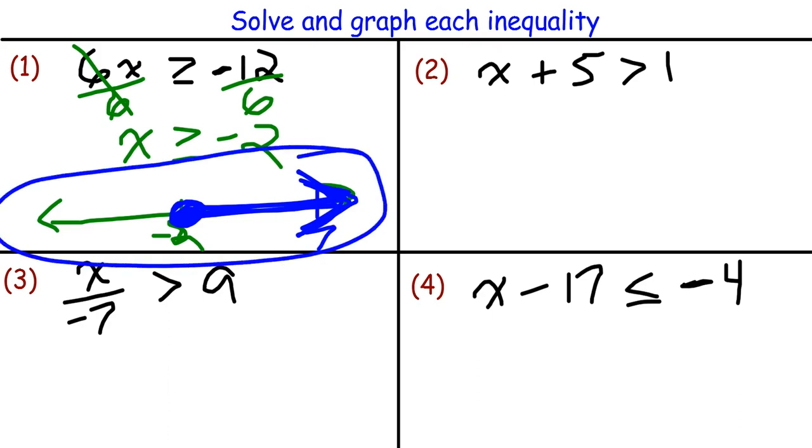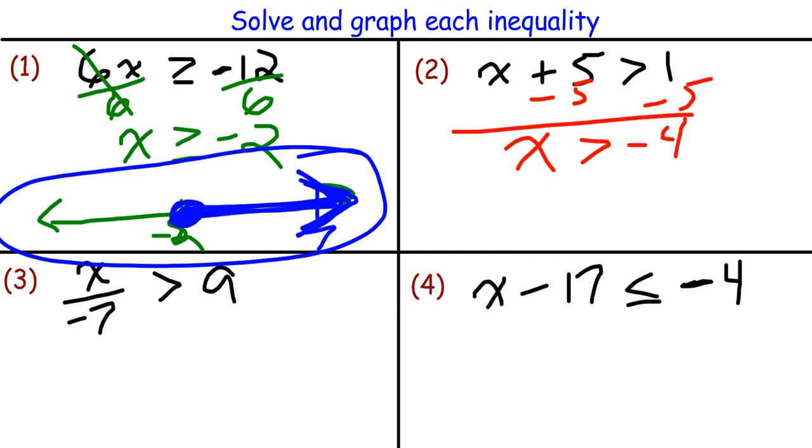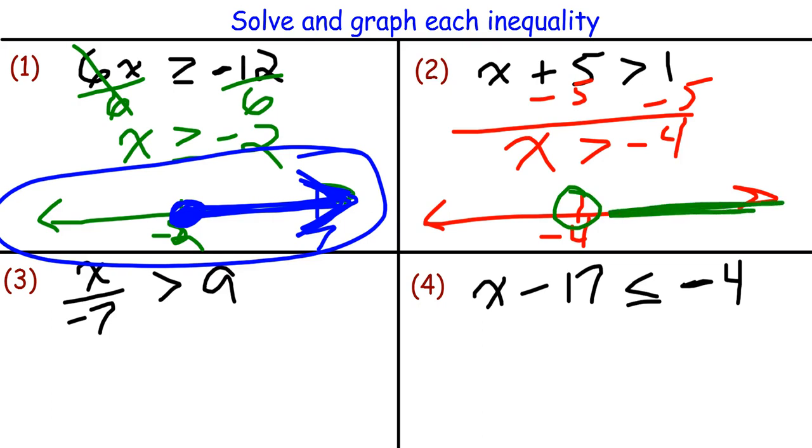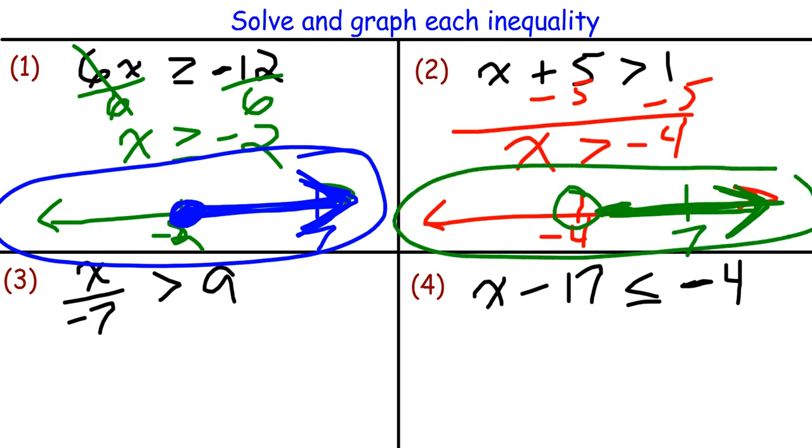Number 2, we're going to subtract 5 from each side to get x is greater than negative 4. Negative 4 is the number that we are comparing to. It is an open circle because it is just a greater than, and x is greater. The greater side of the number line is on the right. We can also look at it like, for example, 7 is greater than negative 4, so the arrow needs to cover 7. We want an open circled arrow pointing to the right.